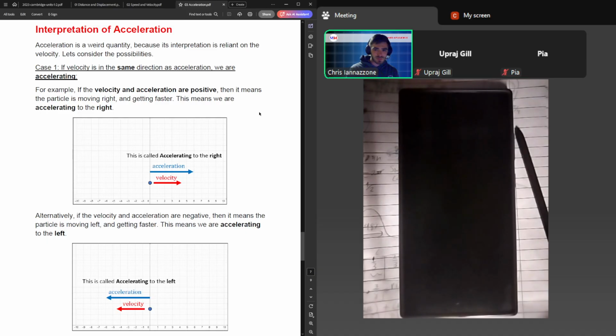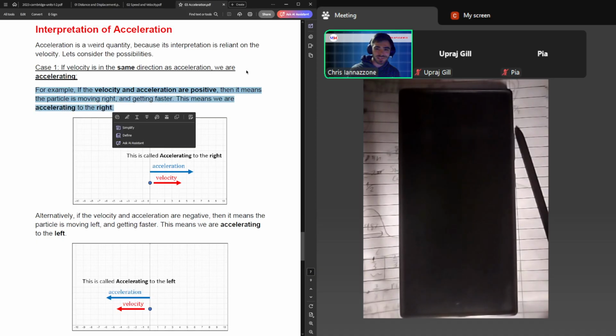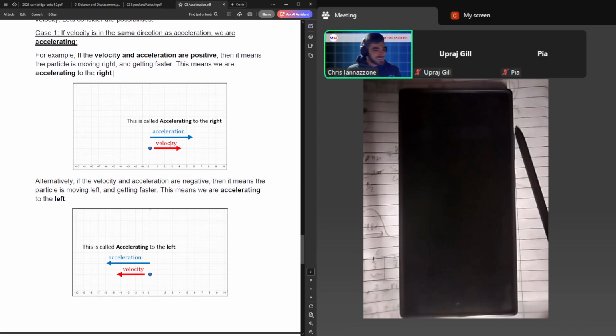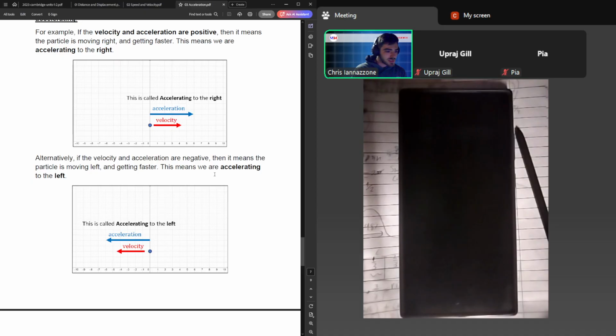Now, this is where things get a bit nuanced, so I will just sort of read off the document so I don't mince any words. So this particular scenario here, you've got a thing that's moving in this direction and accelerating in that direction. That is considered accelerating to the right. If they're still both in the same direction but pointing left, you are now accelerating to the left.